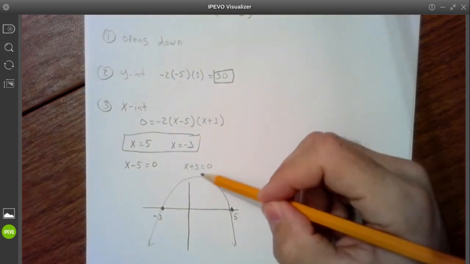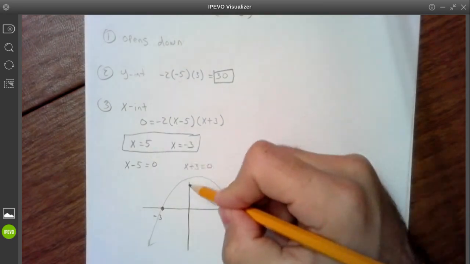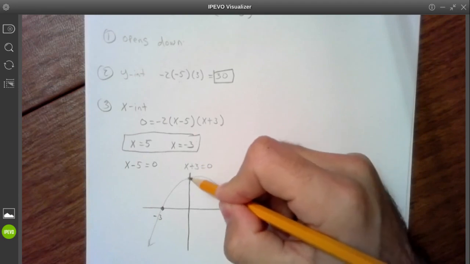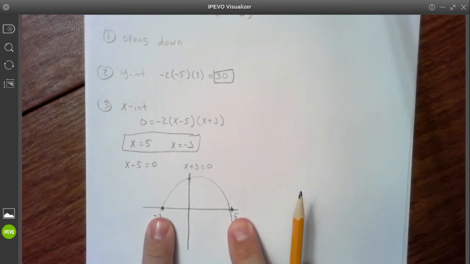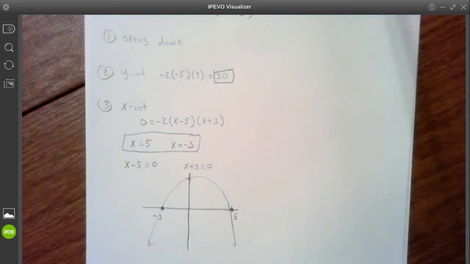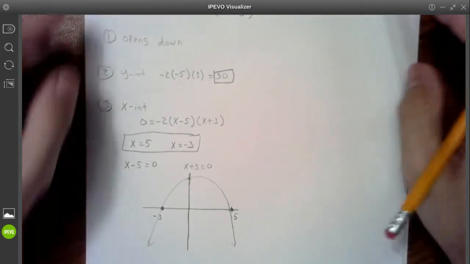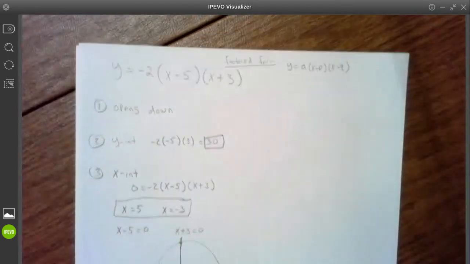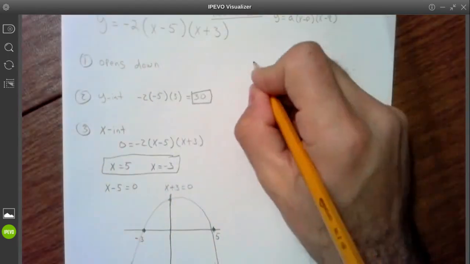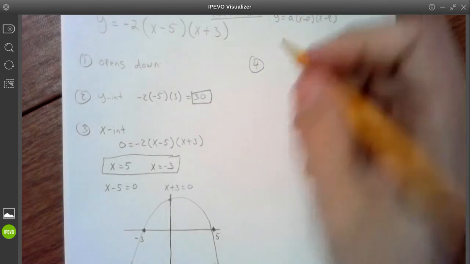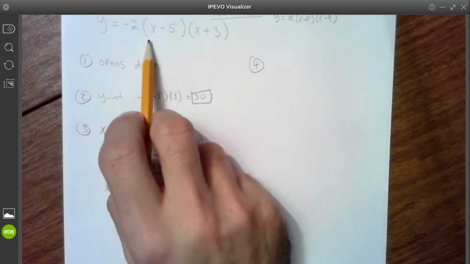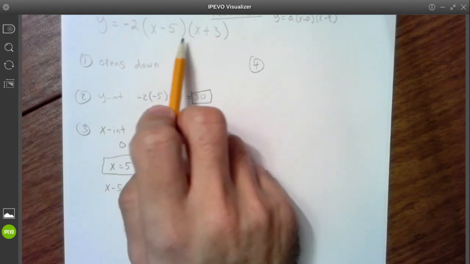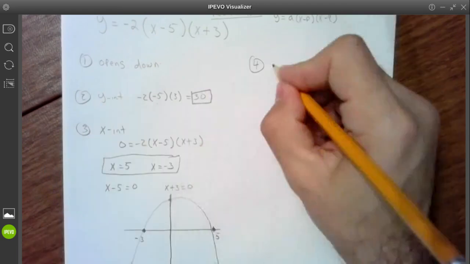I don't have exactly what the vertex is yet, and I didn't label what the y-intercept was, even though I know it's 30. But just knowing the roots and whether it opens up or down, that should give you, most of the time, the idea for what the graph looks like. Okay. If you have to figure out the vertex, if you're asked that for some reason, probably the way that someone would do it would be to expand this out and then work it in standard form. But we can figure out the vertex.